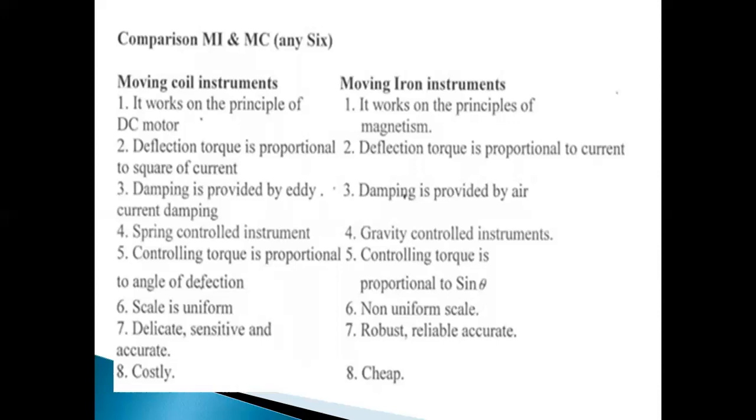In moving coil, the coil moves in the magnetic field. In moving iron, the soft iron is going to move in the magnetic field. And moving coil instruments are employed only for DC purpose, whereas moving iron instruments are used for both AC as well as DC. In moving coil side, we are not observing any hysteresis losses. On that side, we are going to have some hysteresis loss present.